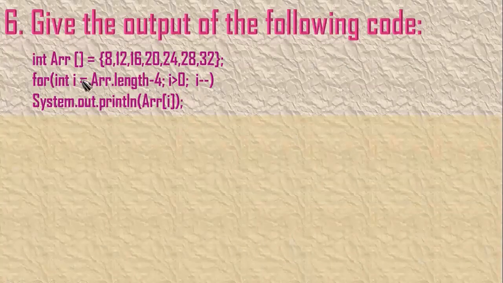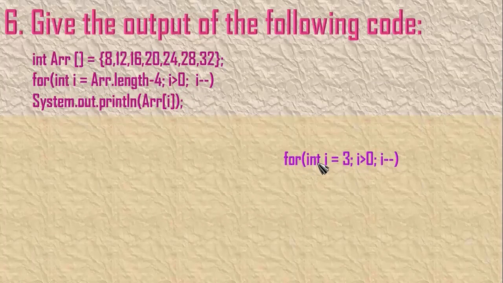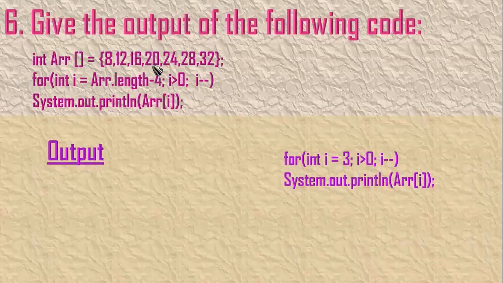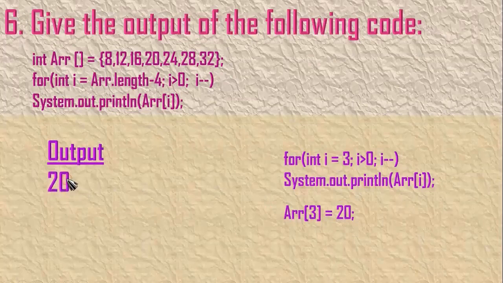Let us know. Now we should know the length of this array. 1, 2, 3, 4, 5, 6, 7, the length is 7, minus 4. So 7 minus 4 will be 3, and then i is greater than 0. So i is equal to 3, and i > 0, i--. It will print all the values at index i. So the first i's value will be 3: 0, 1, 2, 3. It will be 20. So it will print 20 as the output, and then it is println.